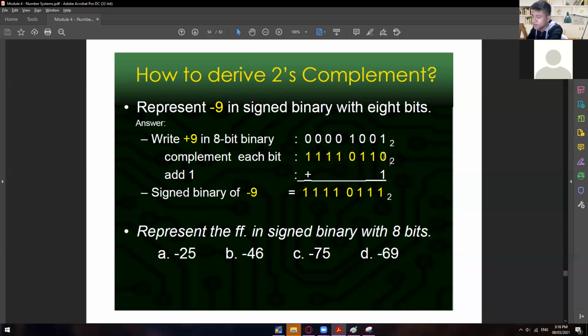So are we clear with this one? Hello, Ms. Tulay? Are we clear with 2's complement? Okay. And then just add 1, and then you will get this one. So this is now the sign binary number of -9. Okay, so yeah, that's it.